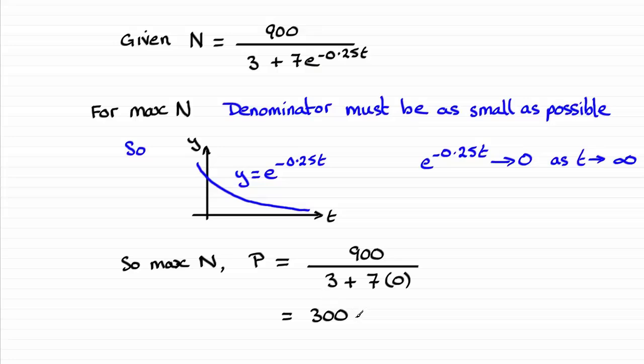You could argue, though, that, remember, this only approaches 0. It doesn't actually equal 0. And since we need an integer value for the number of mice, we could possibly take the answer 299. So either one of these answers is going to be acceptable. So there you go. Hope you've been able to follow that.